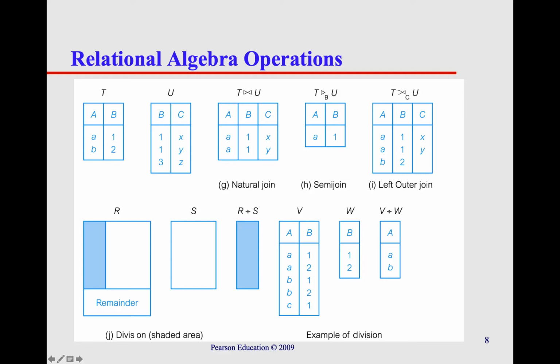So here we have V and W. W is going to be our divisor. It's got parks 1 and 2. So A has visited 1 and A has visited 2, so A shows up in the result. B has visited park 1 and park 2, so B shows up in the result. But C has only visited park 1, so it does not show up in the result.